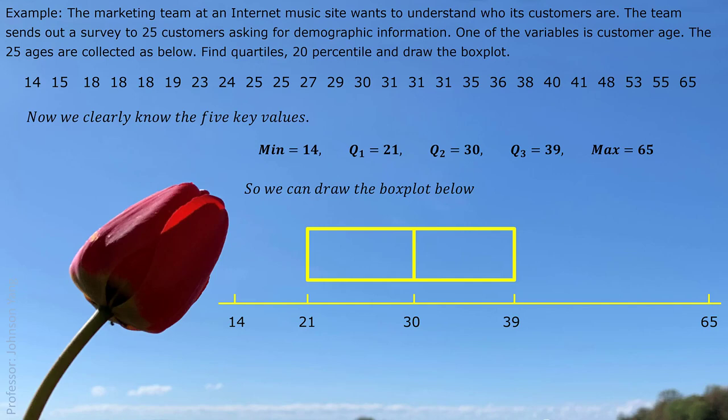So we can tell this rectangular box carries 50% of the data. And then we mark the minimum value and the maximum value, and then we connect them. Here we are done. Box plot.